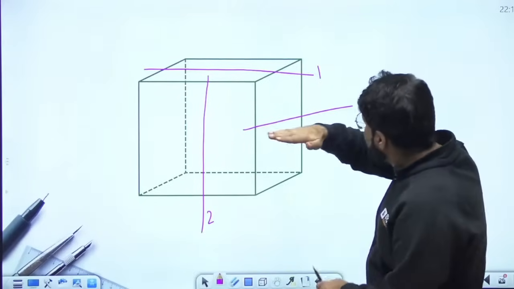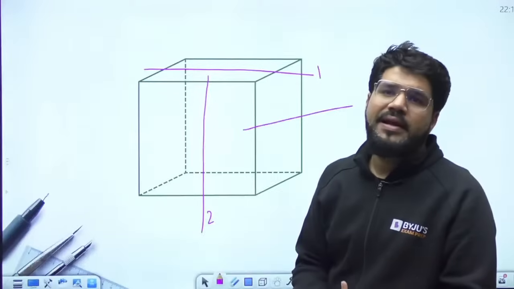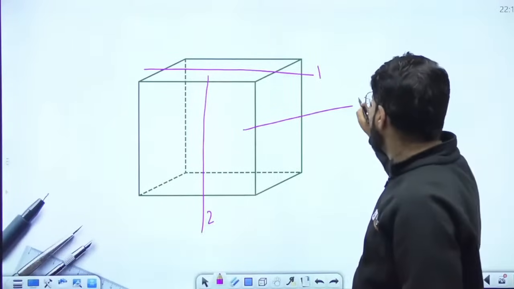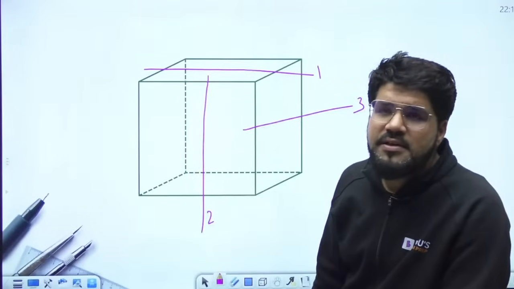Now you cut it midway. So 4 2s are 8. You will get the 8 cubes. So how many cuts are required? This is my number third. Have you got this clearly?